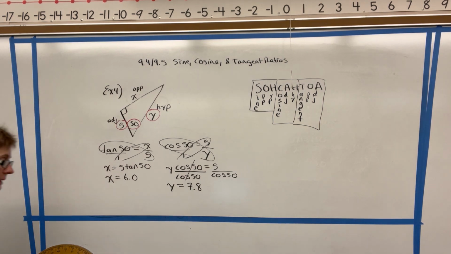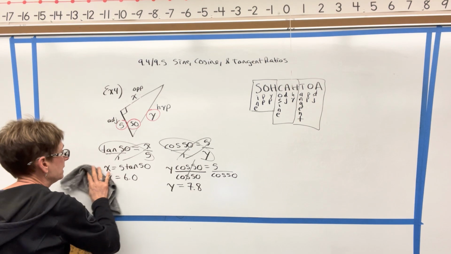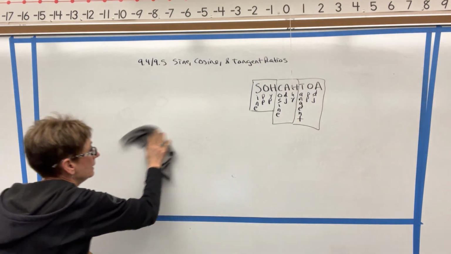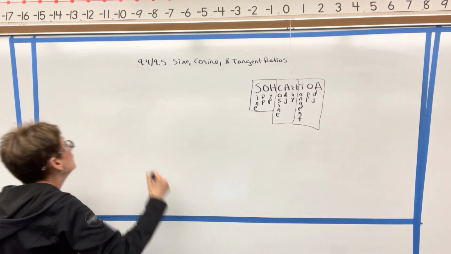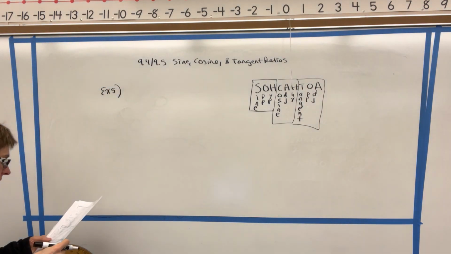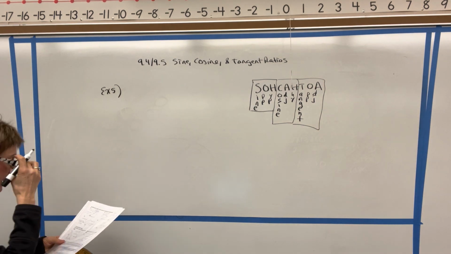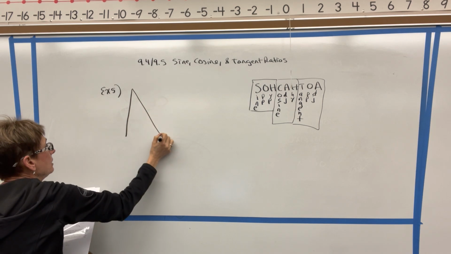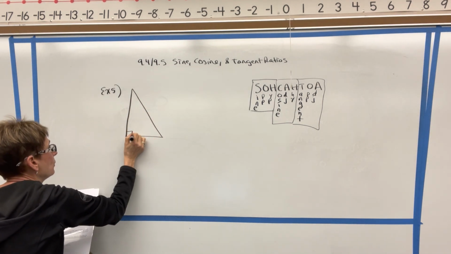Okay, we've got just a little bit more to do here, so we need to keep moving along. Let's do example number 5. Example number 5 is going to ask us to find sine, cosine, and tangent of a 60-degree angle. Now, we did talk about these special triangles before.